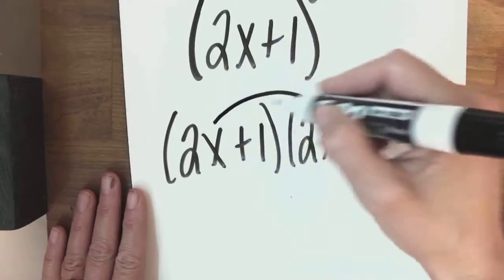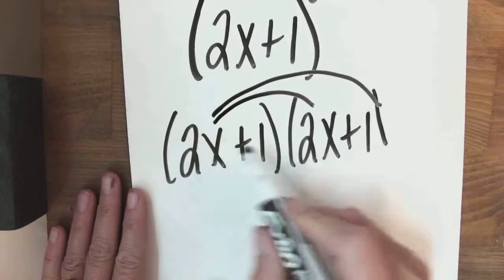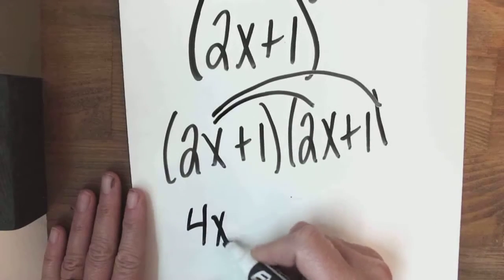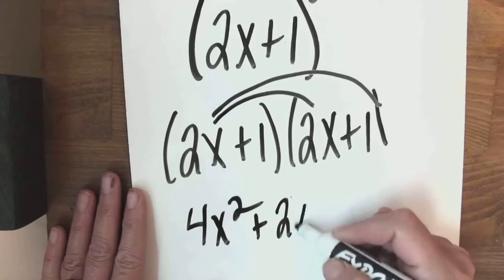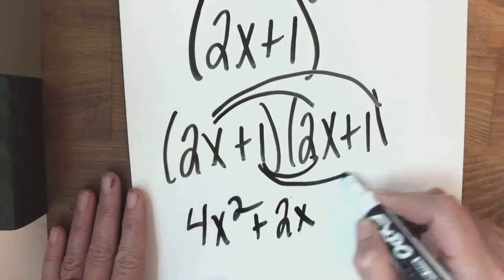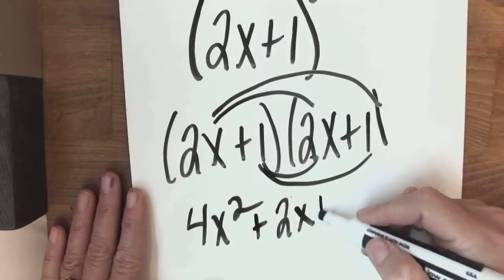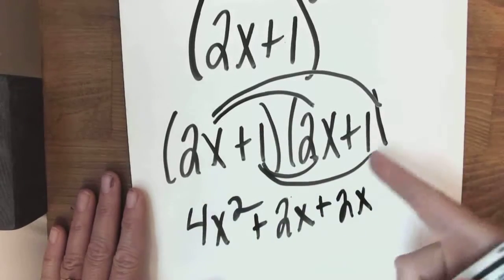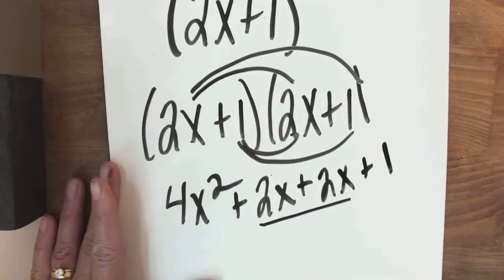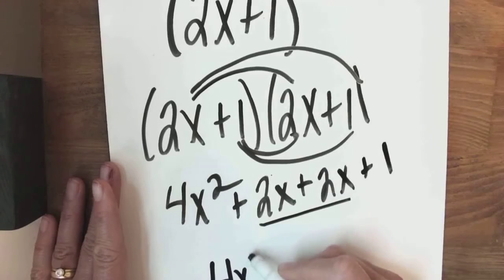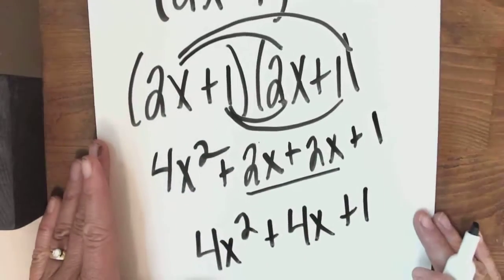So then you can multiply it out. Take 2x times both of these. So 2x times 2x is 4x squared. 2x times the 1 is 2x. Then I'm going to take 1 times both of them in the second binomial. 1 times 2x is 2x. And 1 times 1 is 1. And then I'm going to notice that I can add these together. And I get 4x squared plus 4x plus 1.